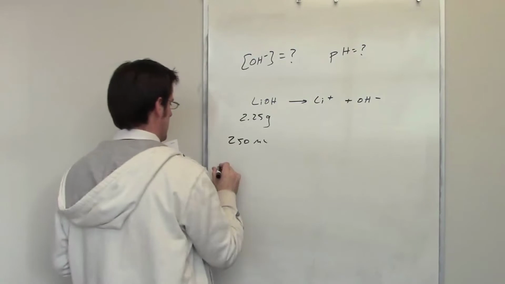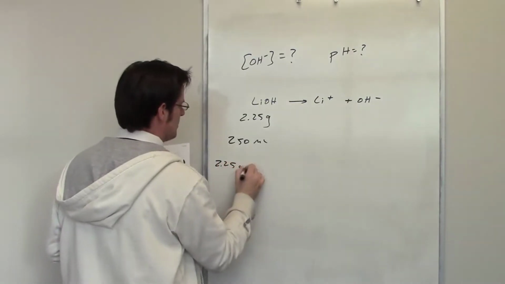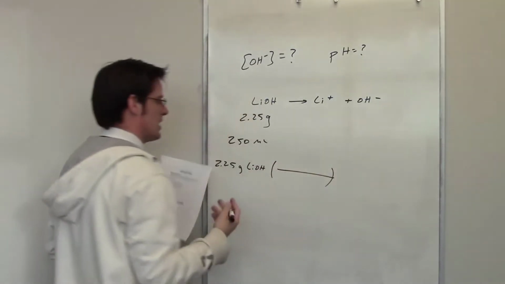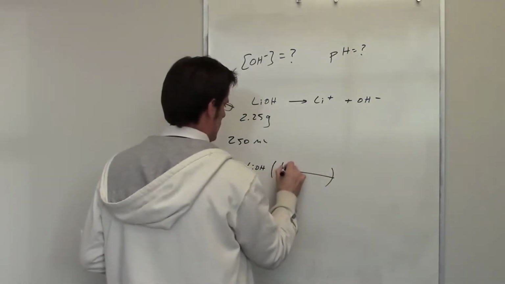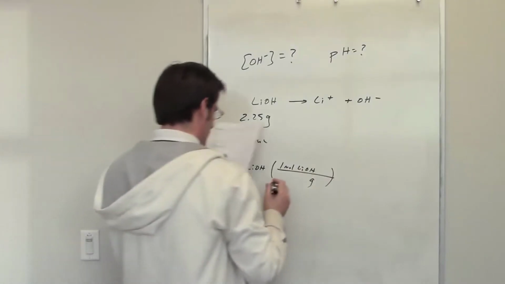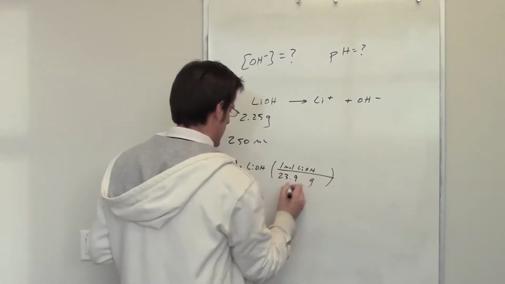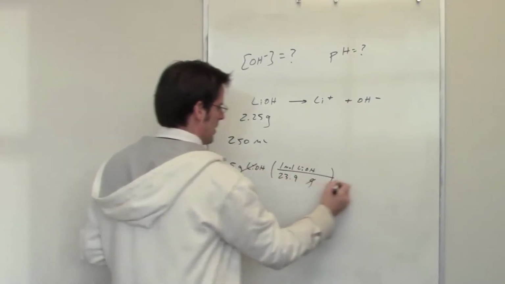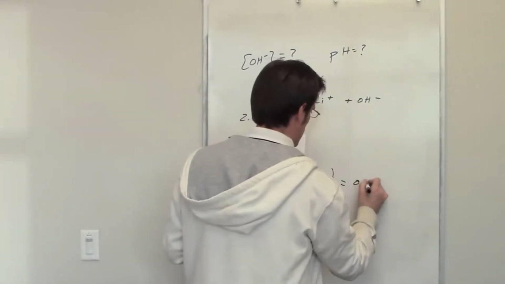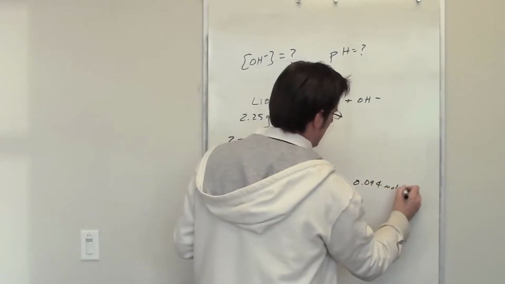Well, that isn't too bad. I've got 2.25 grams of lithium hydroxide. I need to figure out how many moles of lithium hydroxide that is. So I've got 1 mole of lithium hydroxide is equal to 23.9 grams. Grams cancel each other out, and I end up seeing that I've got 0.094 moles of lithium hydroxide.